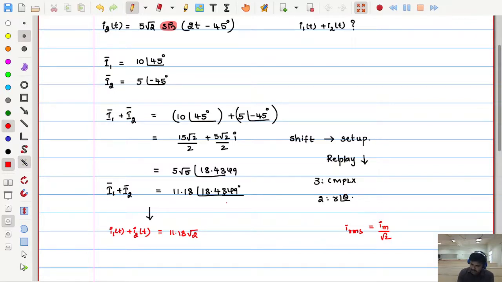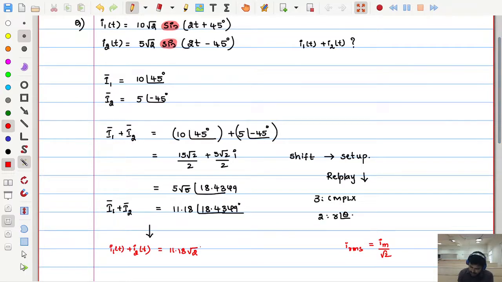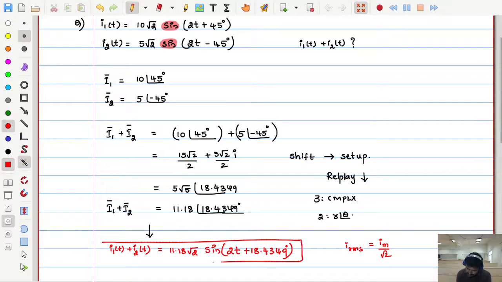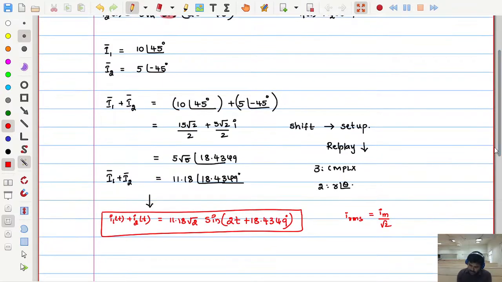Which function was there initially? The sine function was there, so I will be using sine. How much is the omega? 2t. Then how much is the angle now, when we add the two together? It is 18.4349 degrees. So this is the I1 plus I2 answer at the end. I am not doing the complete phasor representation of I1 plus I2; I just need the result to be additive in this way.